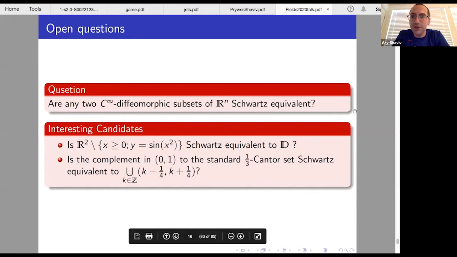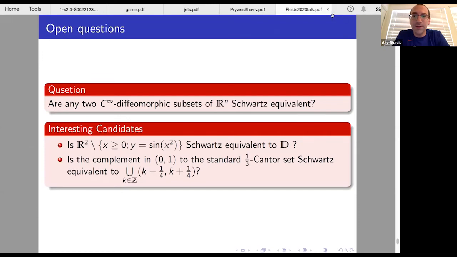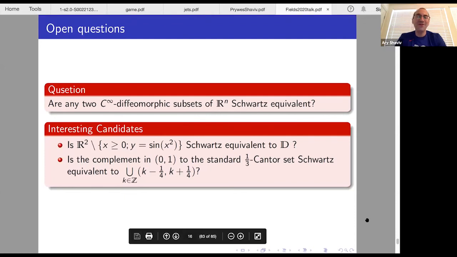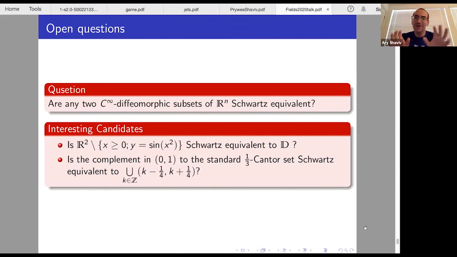If I had to guess, maybe I would say that... I made a guess once and it turned out to be wrong. But if I had to guess, I would say that the second example should be true. Somehow we should be able to cheat and construct a Schwarz equivalence.